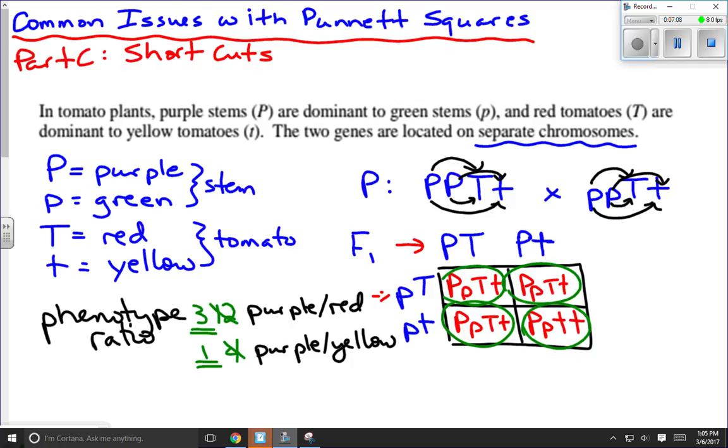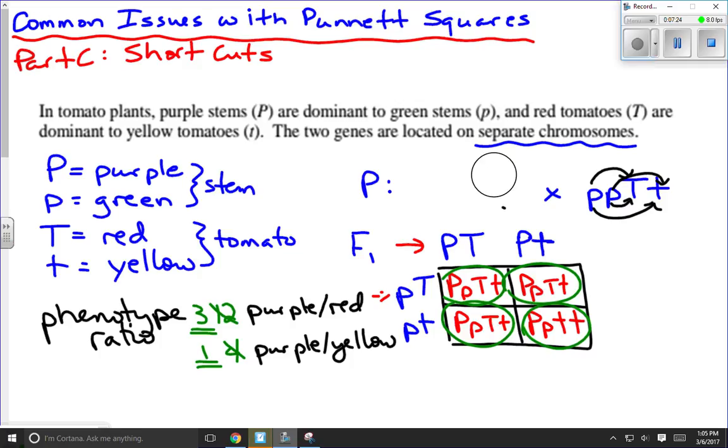So, eliminating redundant gametes is a good habit to get into for saving a lot of time in making a Punnett square and reducing the chance for making errors when writing out that Punnett square. So that's the first shortcut that I've shown you. Let's look at another shortcut.